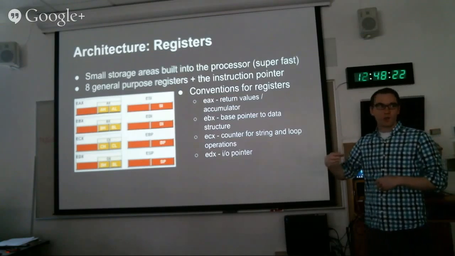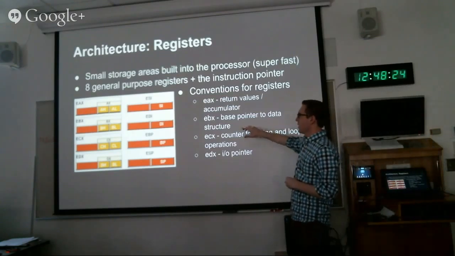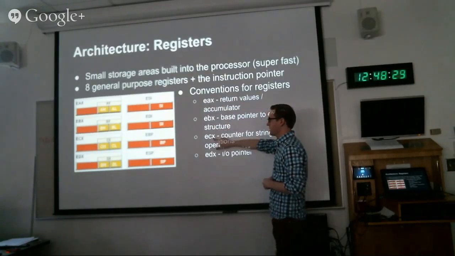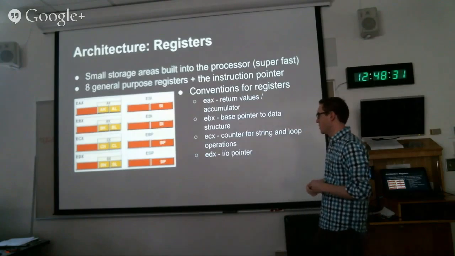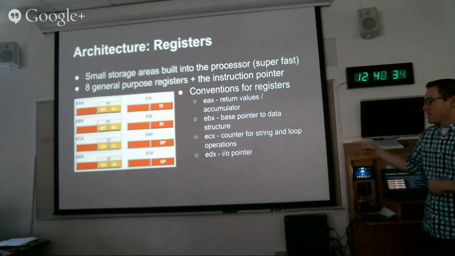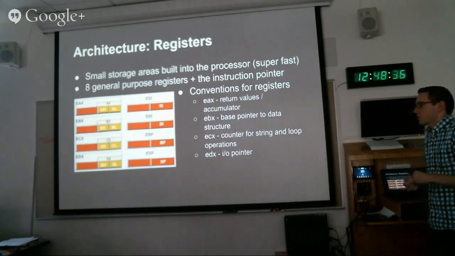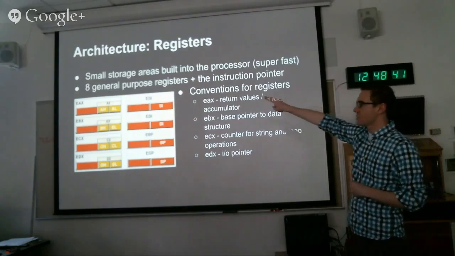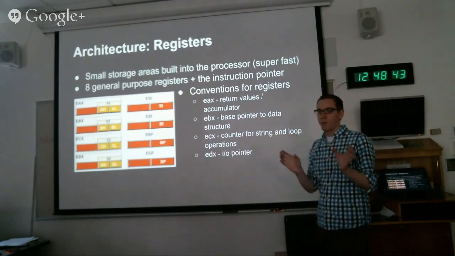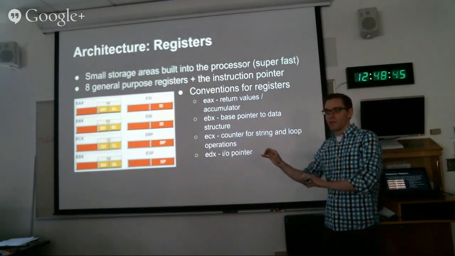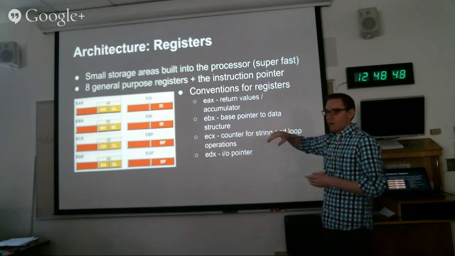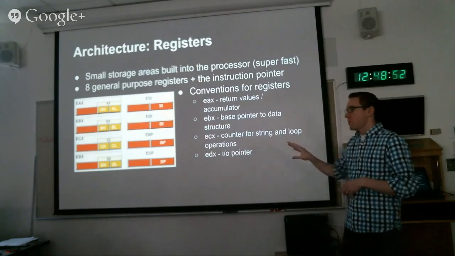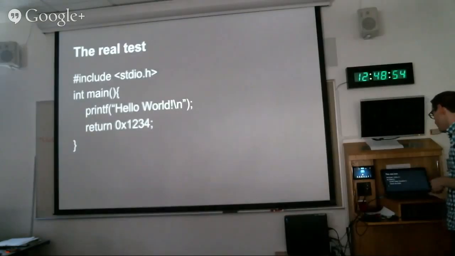ECX is for counting for loops. It helps that they try to name them that way: EAX accumulator, EBX base pointer, ECX counter for loops and iterations. And then EDX is used for I/O, when you're dealing with I/O. ESI is the source and EDI is the destination if you're doing copies, like the source pointer and the destination pointer. EBP is the base pointer for your stack frame, and ESP is the stack pointer for the stack frame. I'll show you that in a minute when we get to some code.